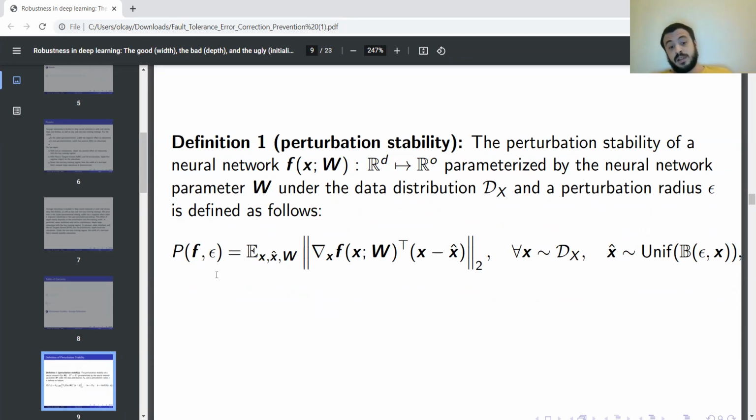How? It is defined as the expectation of the gradient of f at x times x minus x hat, where x hat is from a uniform distribution in the epsilon radius ball centered at x. Hold on. What is x hat? Is it the average x?